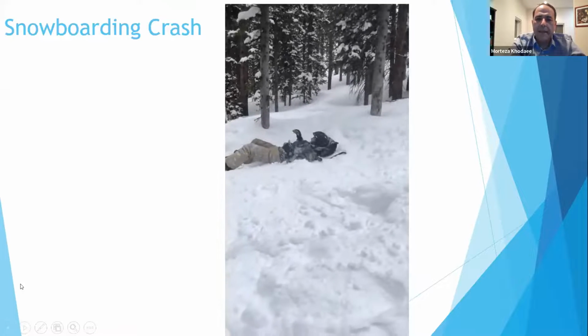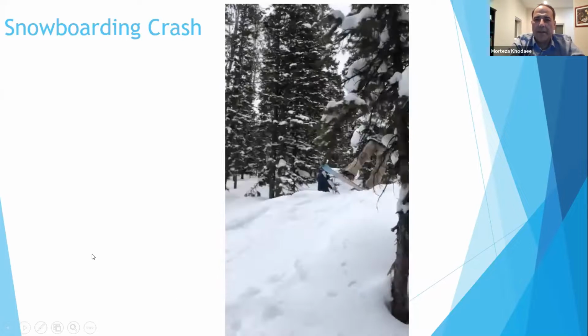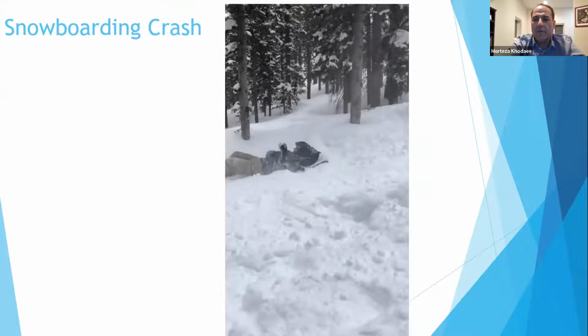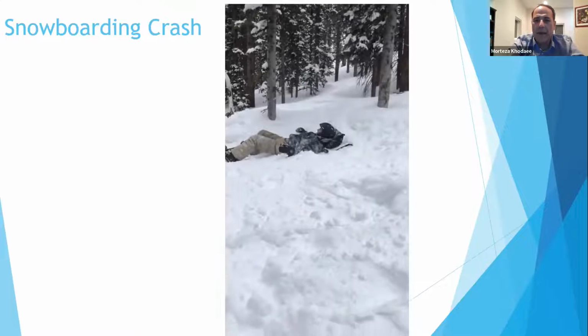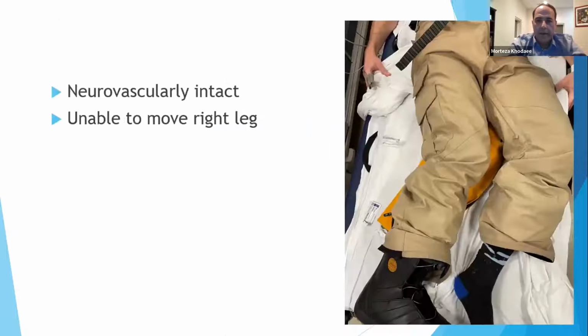As you can see, the mechanism of injury is not always typical. I'm going to show it one more time. They were just going up, and he landed basically on his torso, upper back. But the amount of momentum creates a lot of significant torsion on his body. So that's him. And what you can see here, first of all, he was neurovascularly intact.